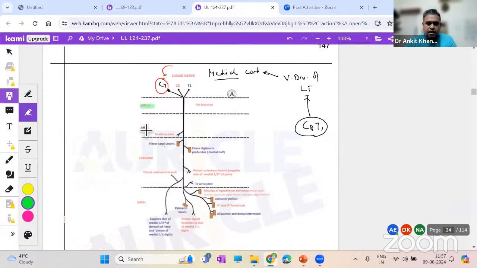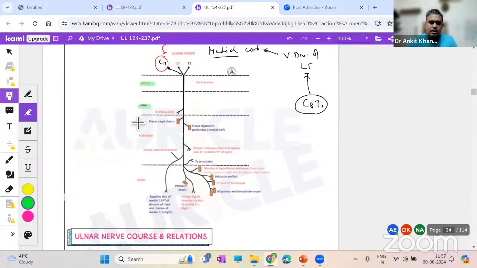Okay, now in the axilla and arm, it is not supplying any muscle. Here, if you see, in the forearm you can see FCU and the medial half of FDP.